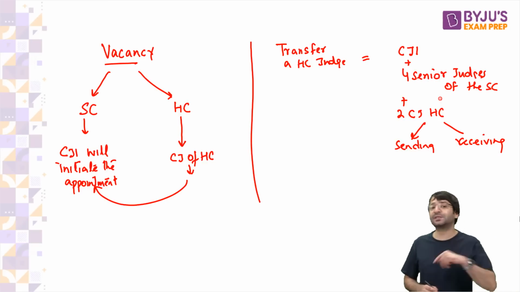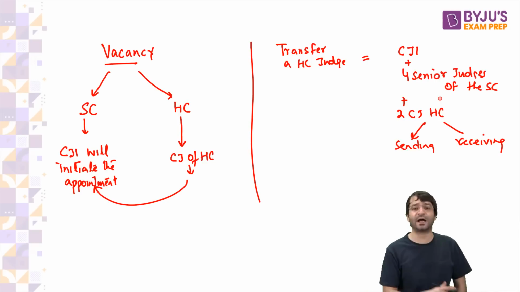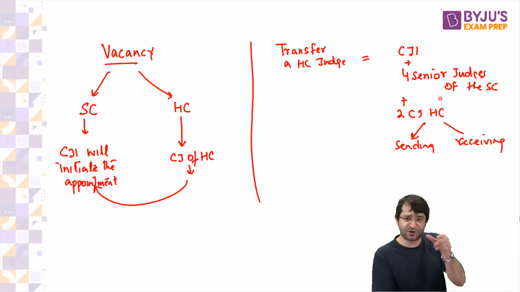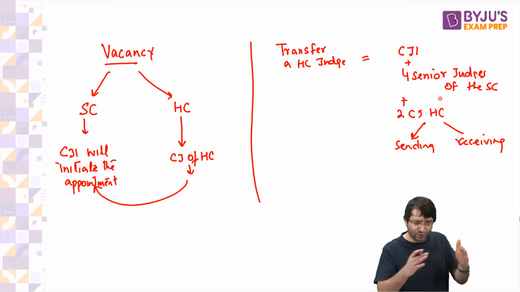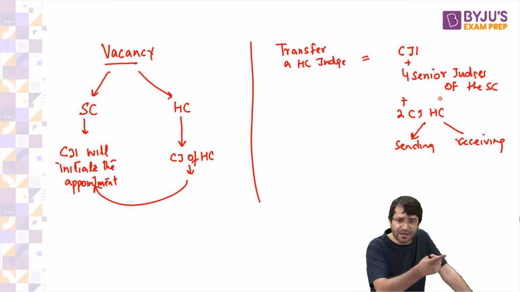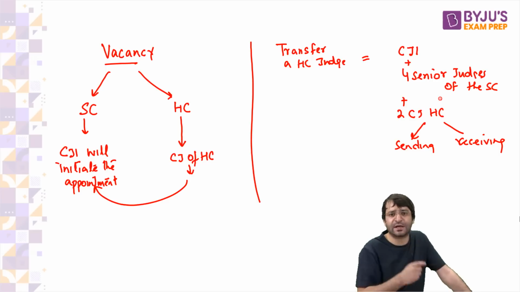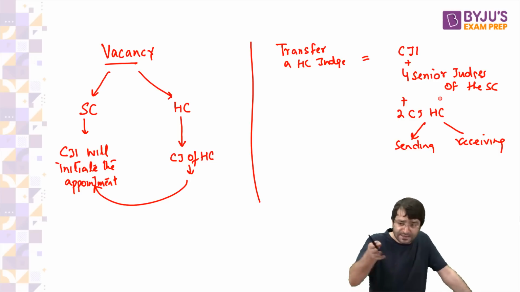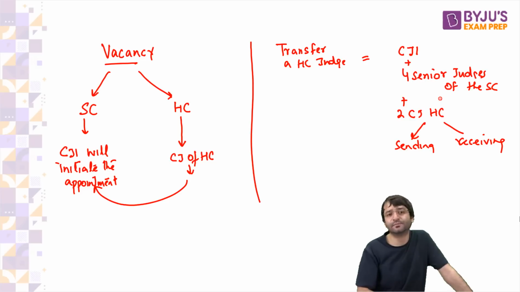If you have to transfer a judge from one High Court to another High Court, you have to consult the Chief Justice of India, 4 senior judges of the Supreme Court and 2 Chief Justices concerned. If a judge is to be transferred from Calcutta High Court to Madras High Court, you have to consult the Chief Justices of those 2 High Courts as well, sending state, receiving state. That is how the judges are to be appointed.